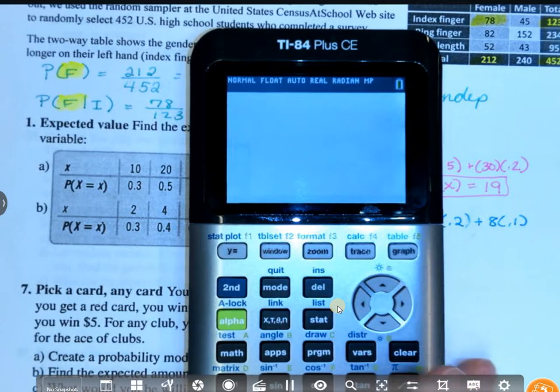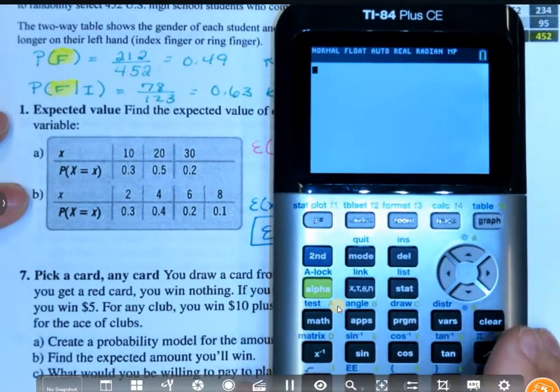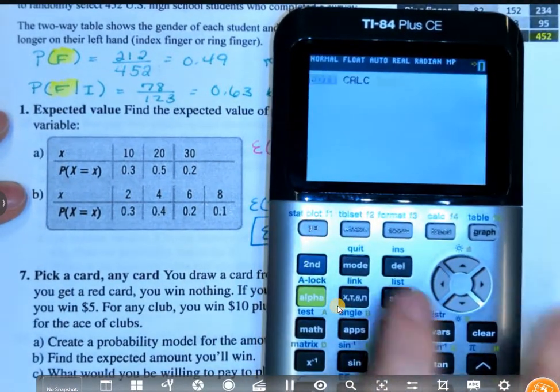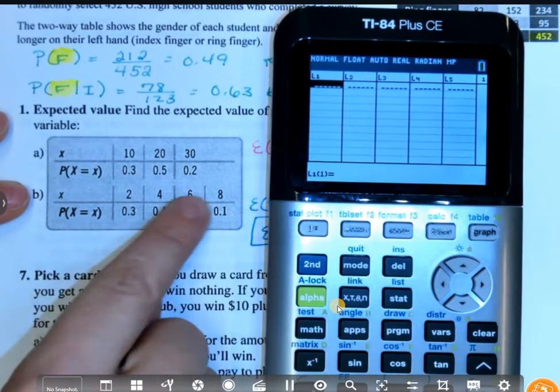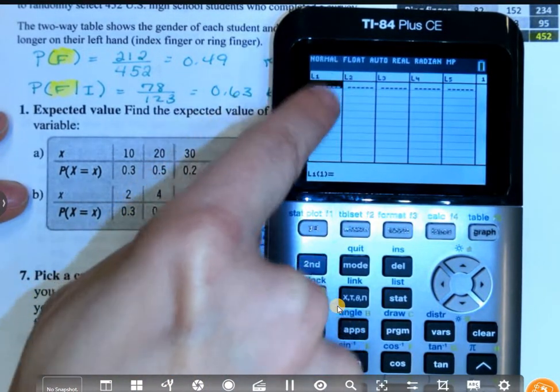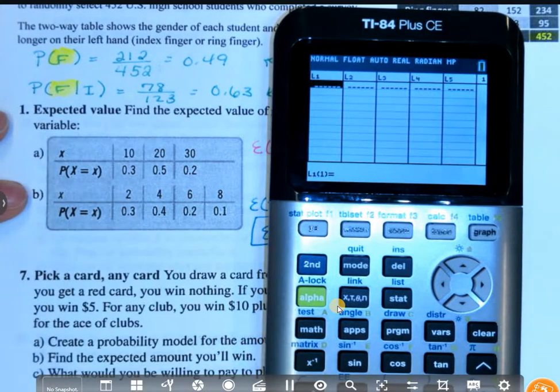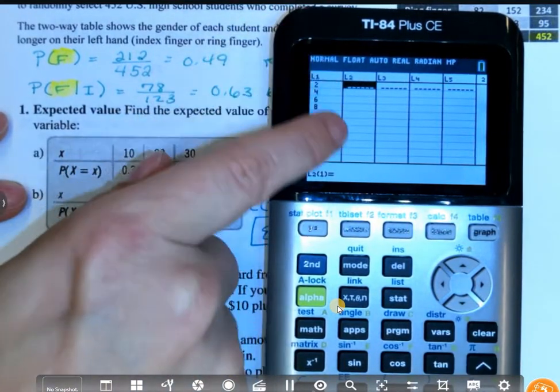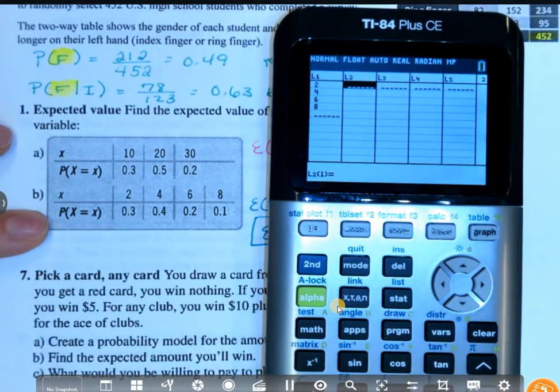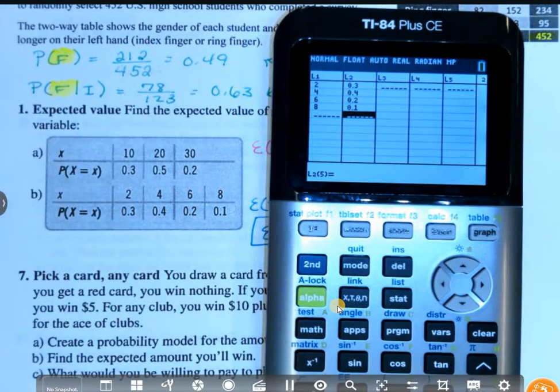Okay. So what I'm going to do is look at Part B. I'm going to go to my Stat, Edit. I'm going to put in my first column, my first row. So I'm going to do 2, 4, 6, 8. And then in my second column, I'm going to put my second row. Oops. Make sure you type it in correctly. I probably would have hated stats because I can't even type things into a calculator correctly. I'm special.